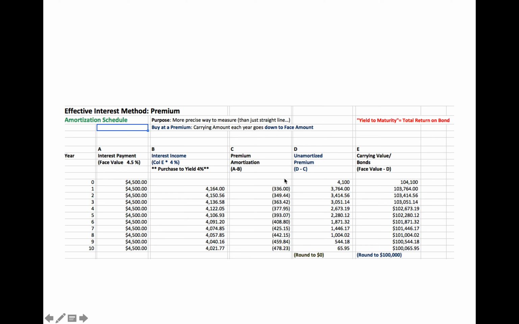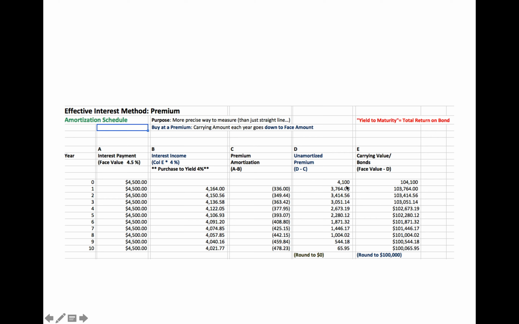4.5% times $100,000 face amount, we get $4,500 a year. That doesn't change. In year one, we multiply column E, the carrying amount, $104,100 times 4%, we get $4,164. The difference between A and B is $336. That is the premium we're amortizing, which is an additional expense. You'll notice that the bond was purchased to yield 4%, which is less than the coupon rate. And the reason is because we paid more than $100,000, we are creating more expense. That's what premium amortization is.